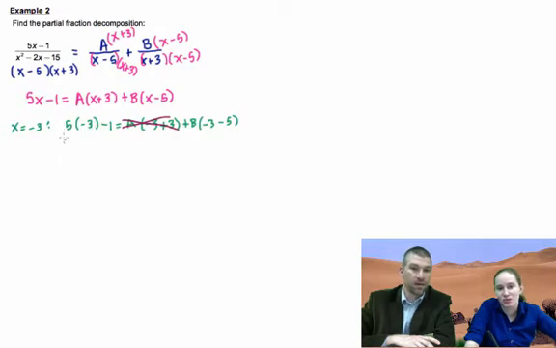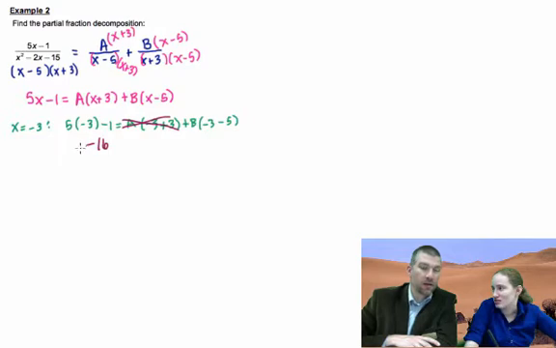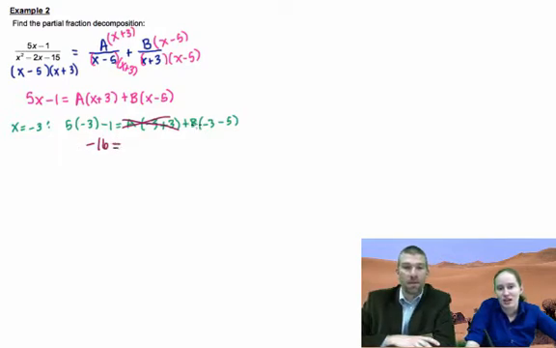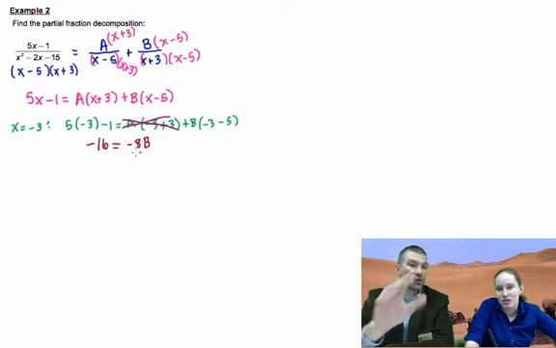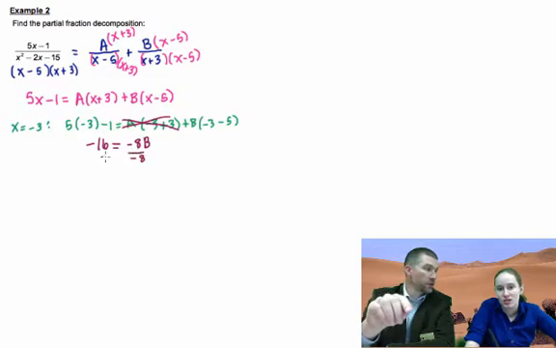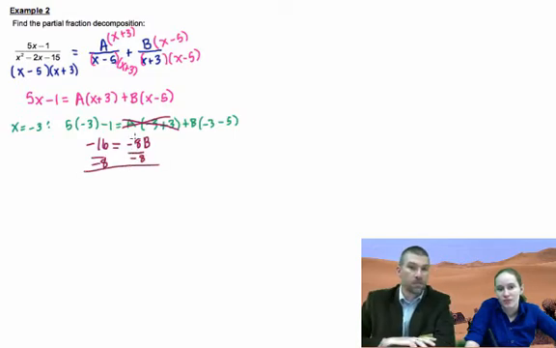5 times negative 3 is negative 15, minus 1, so negative 16. And then negative 3 plus a negative 5, that's negative 8. So that's times b, negative 8b. Now look, we went from this super complicated precalculus problem all the way down to a simple algebra 1 single step problem. Divide by negative 8, 2 equals b.